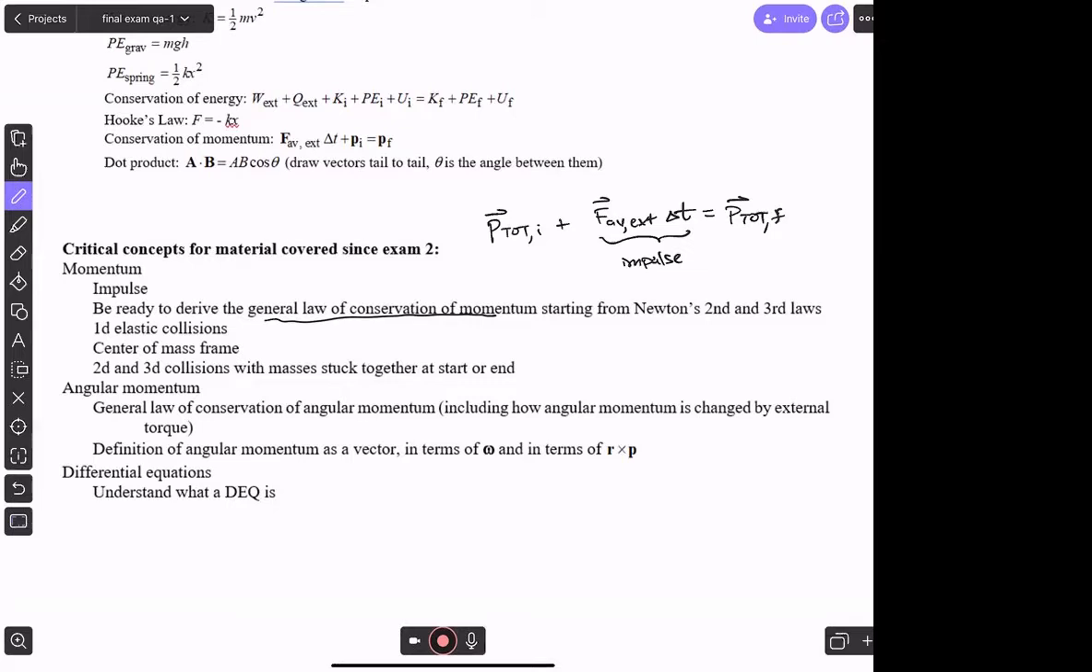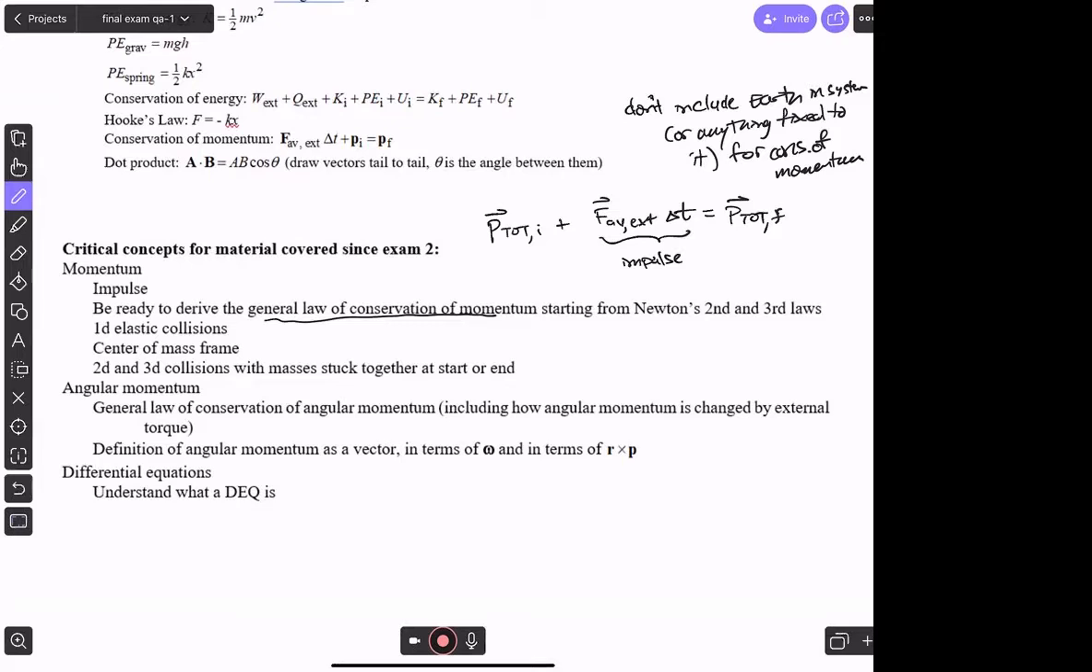This is related to a question that came up in the first review session, which is how do you know what to choose as your system when you're using conservation of momentum? The basic answer to that is don't include the Earth, or anything fixed to it, in your system for conservation of momentum. Now, when you're talking about conservation of energy, you usually do want to include the Earth because you want to be able to deal with gravity using potential energy instead of work.